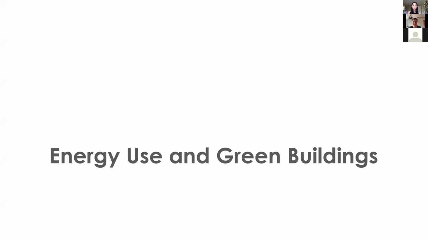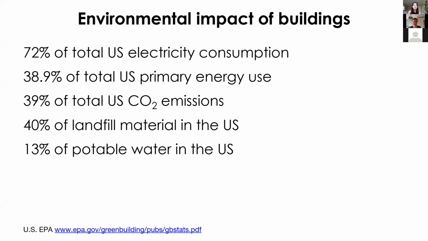So we're going to dive in with the first main concept, which is energy use and green buildings. It's important to know the order of magnitude for these numbers for energy and carbon. Buildings account for 72% of U.S. electricity, approximately 40% of energy use, 40% of total CO2 emissions, 40% landfill material, and 13% potable water. So also not doing Berkeley times because we have so much material to get through.